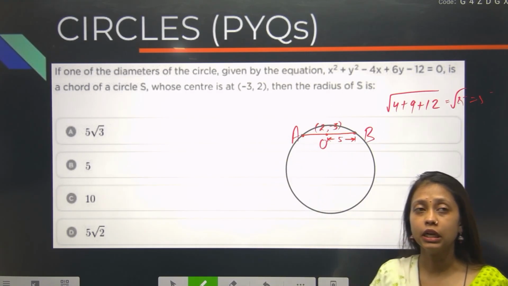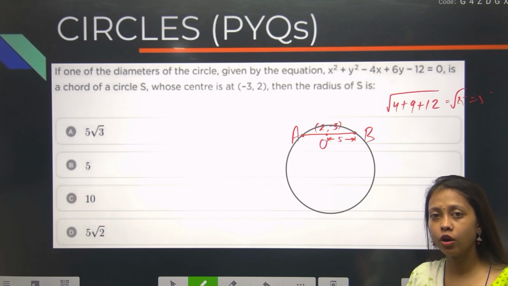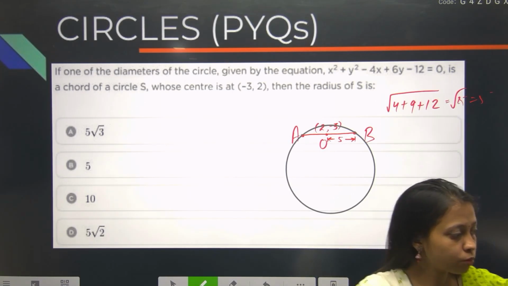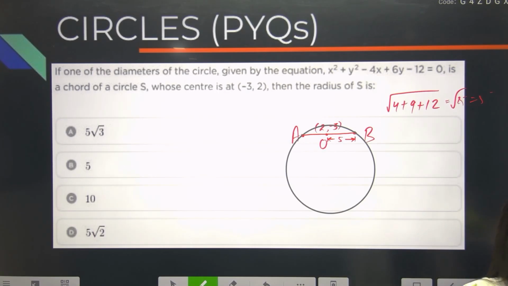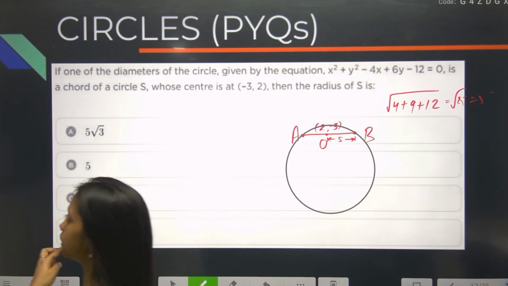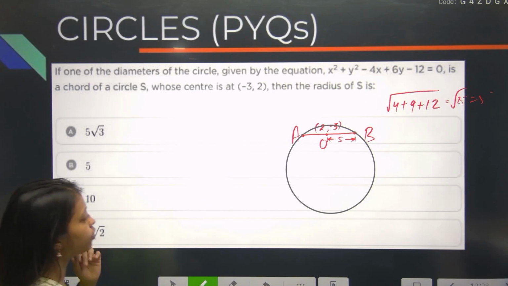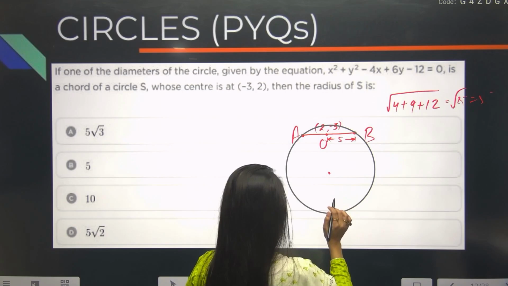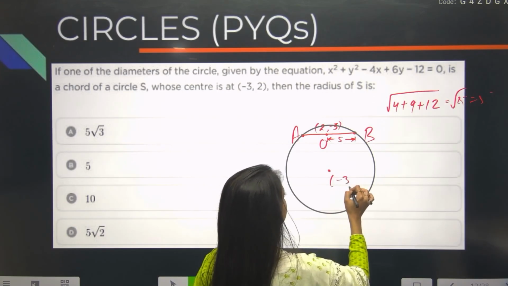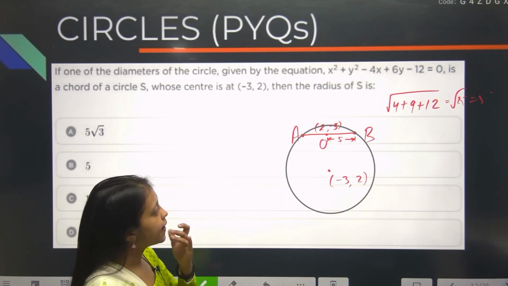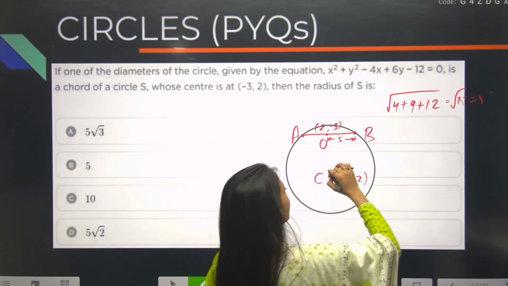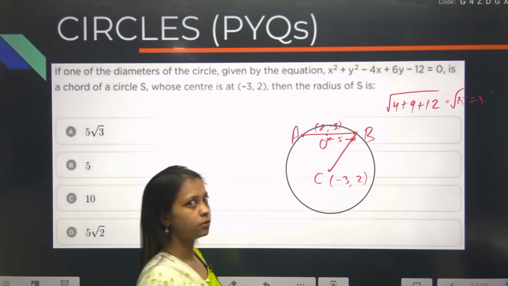So it is the midpoint of the chord. What property do we have for the midpoint of the chord? The center of this circle is given, minus 3 comma 2. So they are asking, what's the radius? Radius means if this point is C, I have to find CB.